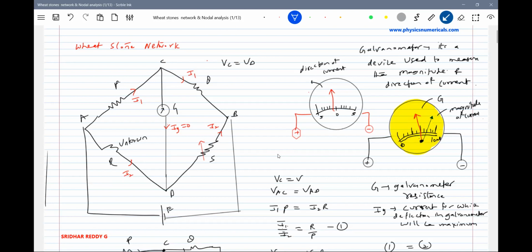Are you able to notice this? Yes, this will be the pointer. As you pass current, the pointer is going to deflect here. So what is the maximum deflection I can get? 10 milliampere. A deflection of more than 10 milliampere is not possible because there is a maximum current the galvanometer can withstand. That particular current we'll call I_G, the current for which the deflection of the galvanometer will be maximum. Then this galvanometer is made up of many conducting parts, so it will offer some resistance. That resistance of the galvanometer, I'll call the galvanometer resistance.